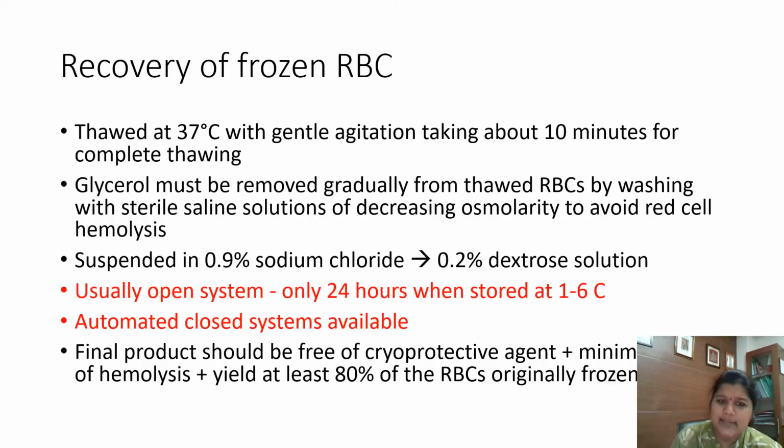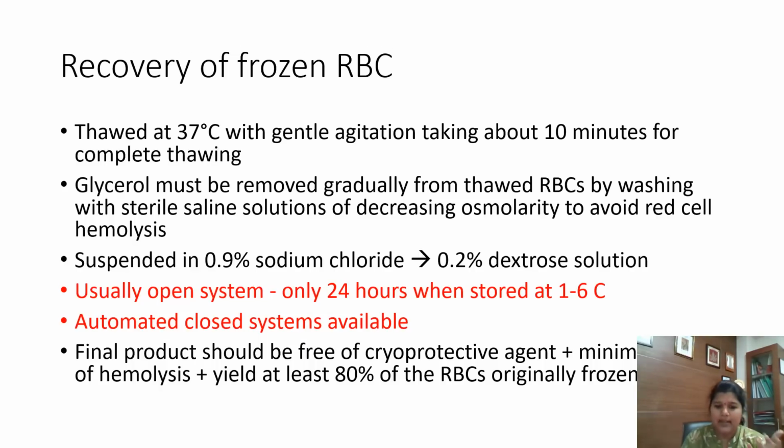So how do we recover the frozen RBC? We initially thaw it at 37 degrees centigrade for 10 minutes. The glycerol must be gradually removed from the thawed RBC by washing. So how do we wash? We initially start with 0.9% sodium chloride and subsequently decrease the osmolarity and end with 0.2% dextrose solution. Usually if it is done in an open system, it has to be used within 24 hours, but there are automated closed systems also available.